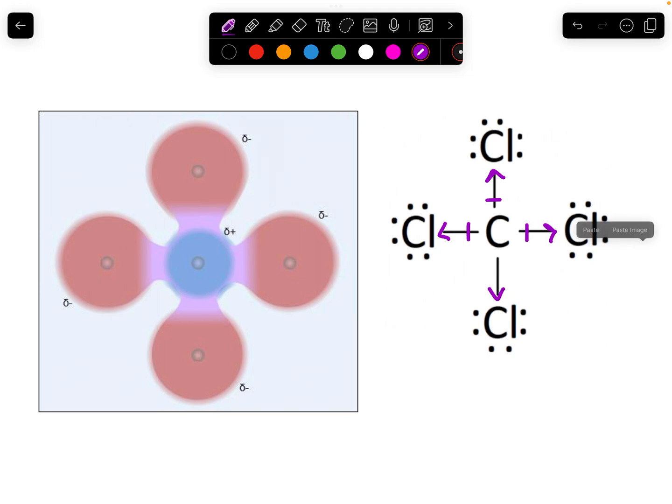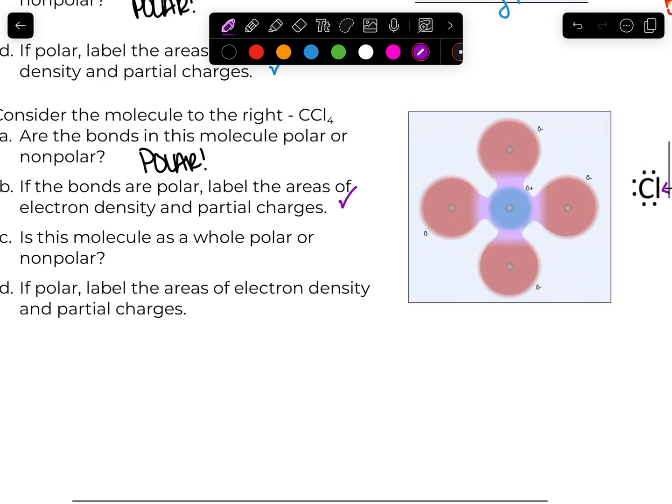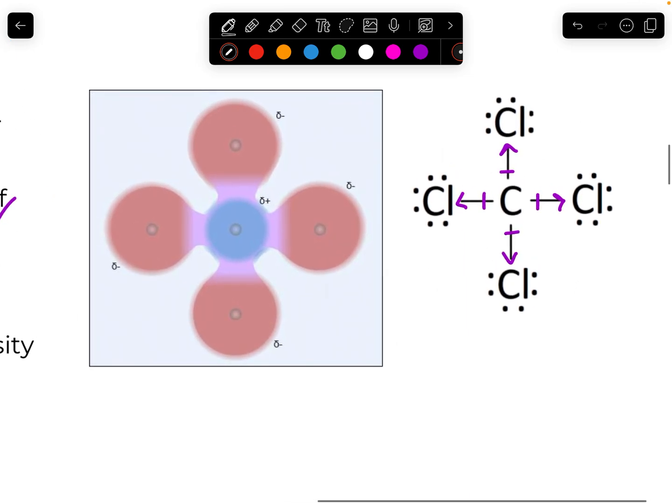And if we look at our gizmo picture, that is backing us up, right? We see that negative end to each of those chlorines showing that there's way more electron density there, leaving the carbon with that partial positive charge. So here we definitely have polar bonds. We labeled our areas, yay. Now, is this molecule as a whole polar or non-polar? Before we answer that, think real quick, what's the geometry of this molecule?